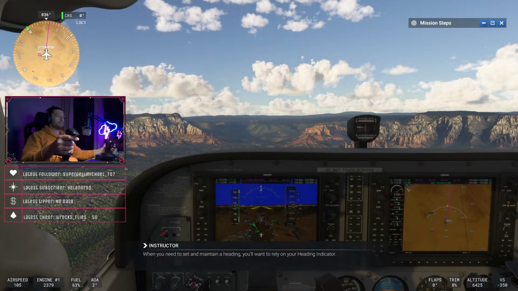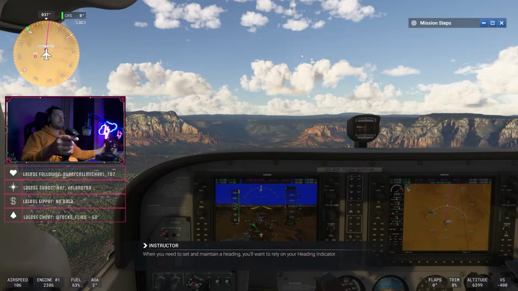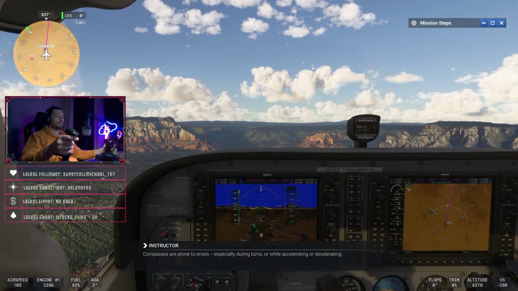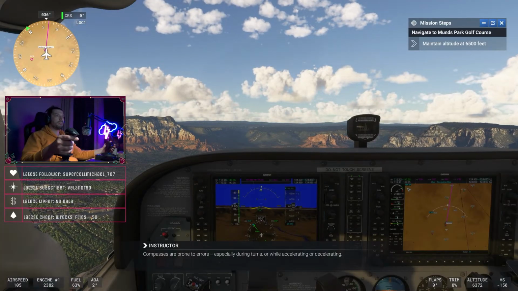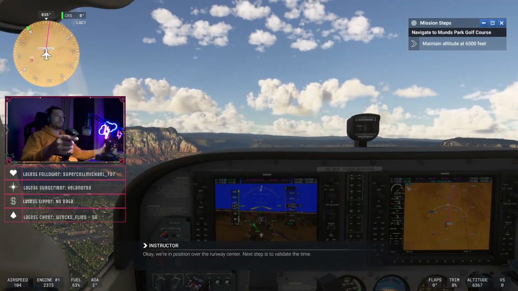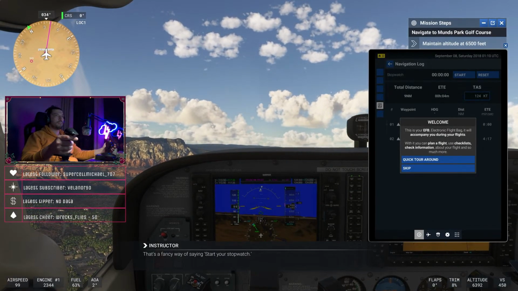When you need to set and maintain a heading, you'll want to rely on your heading indicator. Compasses are prone to errors, especially during turns or while accelerating or decelerating. Okay, we're in position over the runway center. Next step is to validate the time. That's a fancy way of saying start your stopwatch.